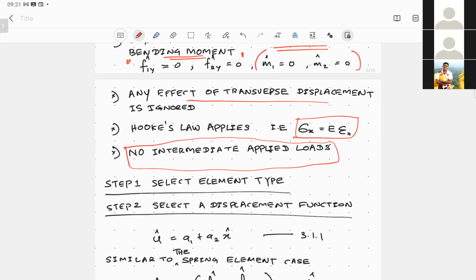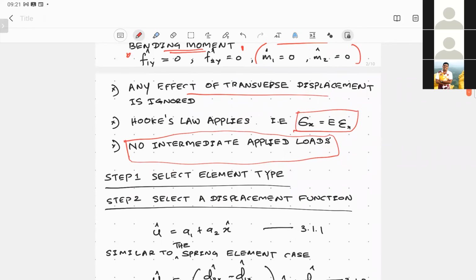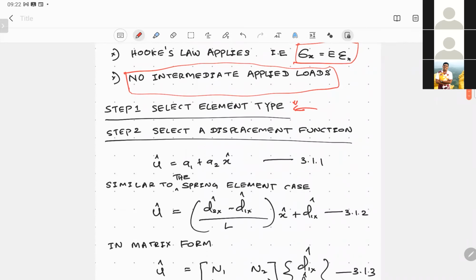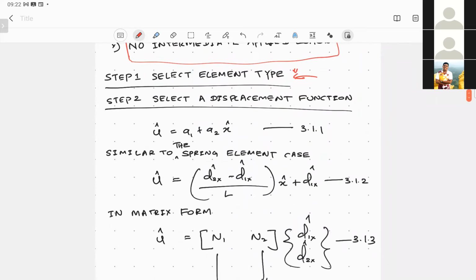So yeah, now let's try to apply these 7 odd steps that we learned in the previous lesson, where we used to derive the stiffness matrix for the spring element. So the first step which we did for the spring element was to select an element type. There we selected a spring, but here we selected a linear elastic bar. Okay, step 2 is nothing but to select a displacement function which describes the displacement at the 2 nodes. In this case, of course, 2 nodes.